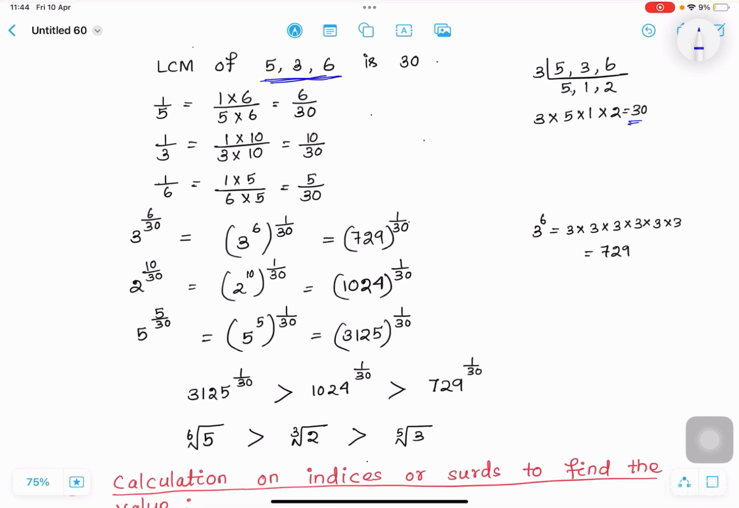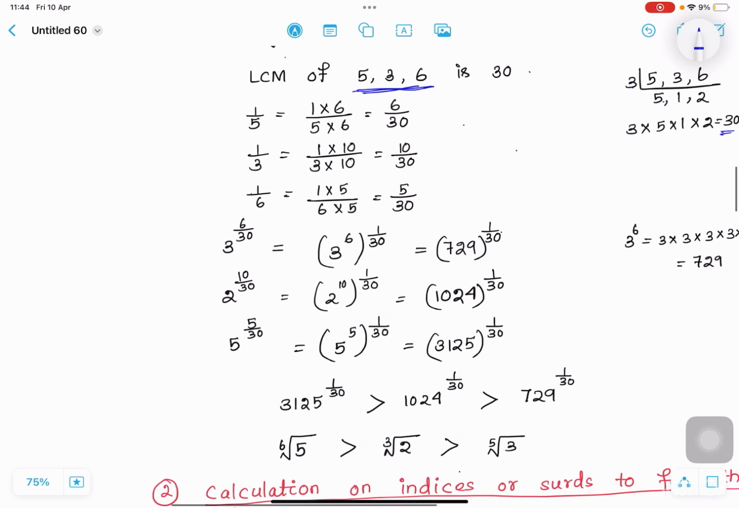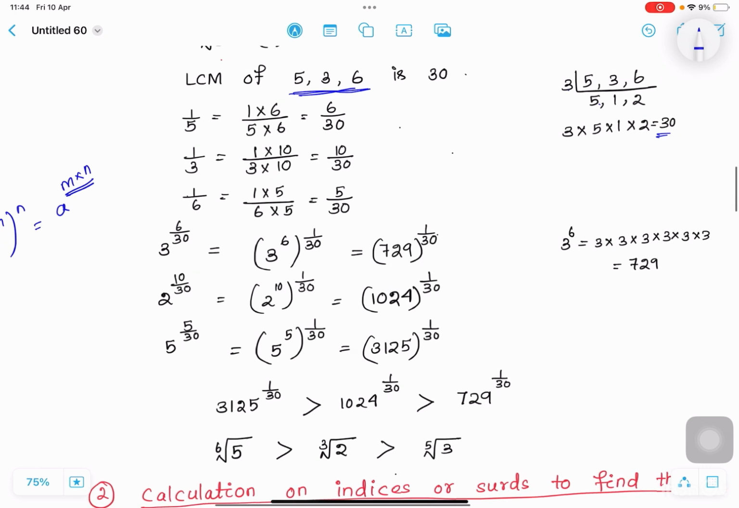Now I can write this one as 3 to the power 6 to the power 1 by 30, because we know the formula a to the power m to the power n equals a to the power m into n. From this formula we can write 6 by 30. As the denominator is equal, we will leave this 1 by 30. In the numerator, 3 to the power 6 means we have to multiply 3 six times. So 3 into 3 is 9, into 3 is 27, into 3 is 81, into 3 is 243, into 3 is 729.